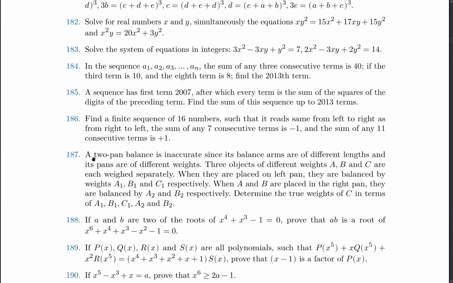Question 187 says that a two-pan balance is inaccurate since its balance arms are of different lengths and its pans are of different weights. 3 objects of different weights A, B and C are each weighed separately. When they are placed on the left pan, they are balanced by weights A1, B1 and C1 respectively. When A and B are placed in the right pan, they are balanced by A2 and B2 respectively. Determine the true weight of C in terms of A1, B1, C1, A2 and B2.